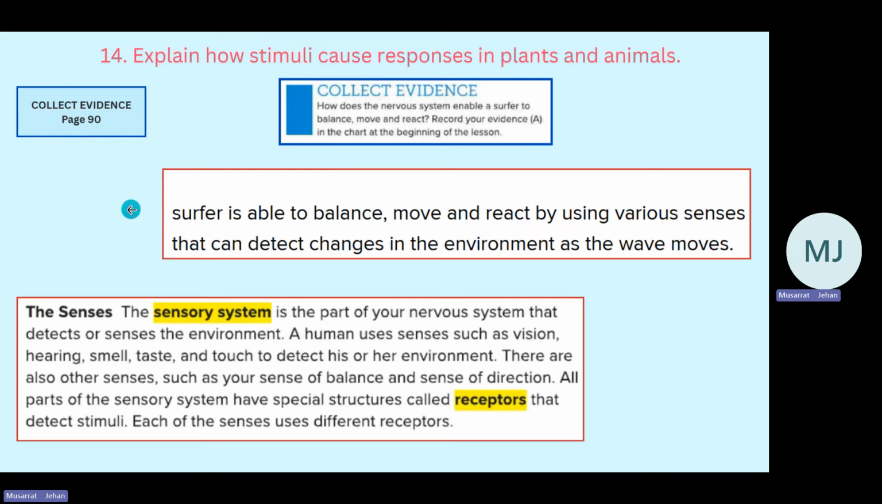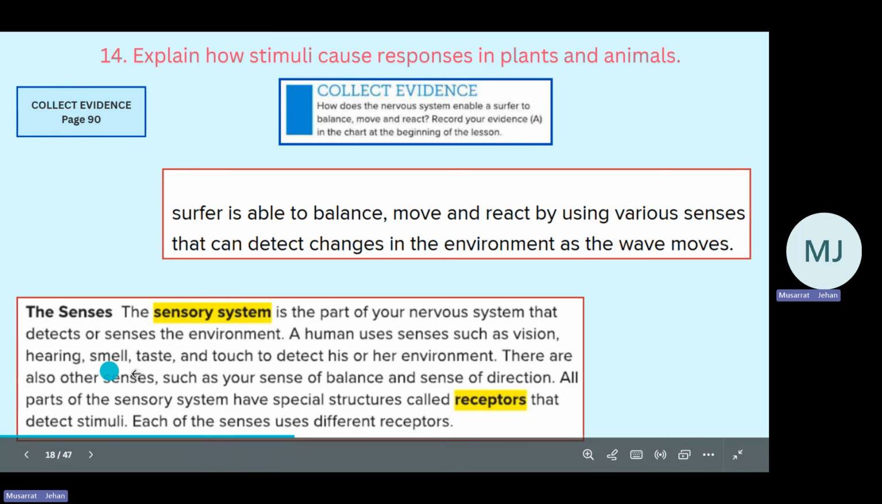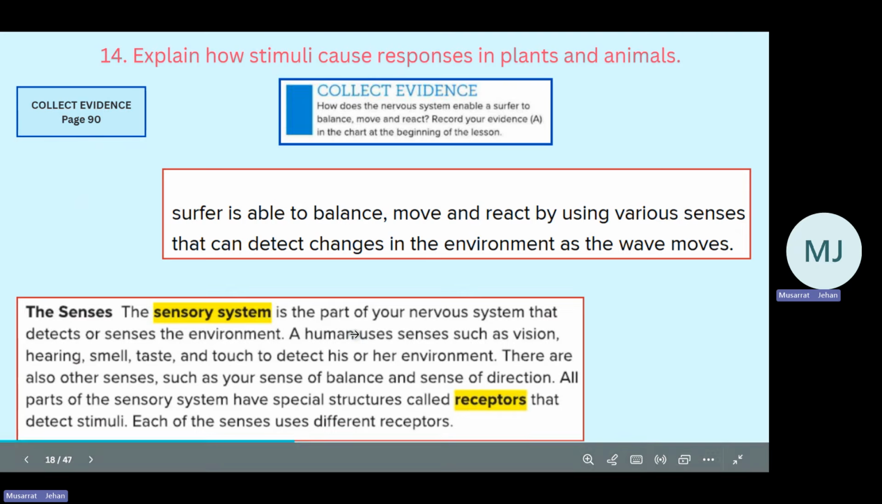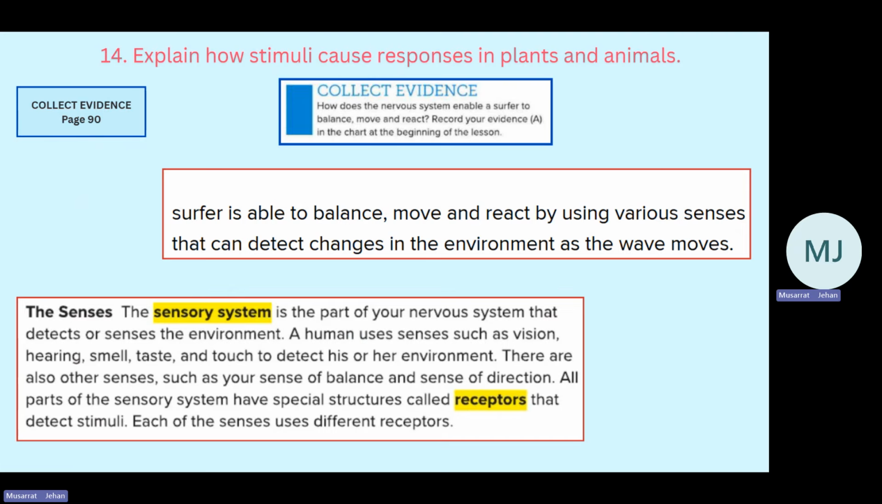The senses form an important system which is known as the sensory system. The sensory system is part of our nervous system. It detects and senses the environment. A human uses senses. Now, what are the senses? Vision, hearing, smell, taste, and touch. 5 senses. They help us to detect the environment. Vision by our eyes, hearing by our ears, smell by our nose, taste by our tongue, touch by the skin.